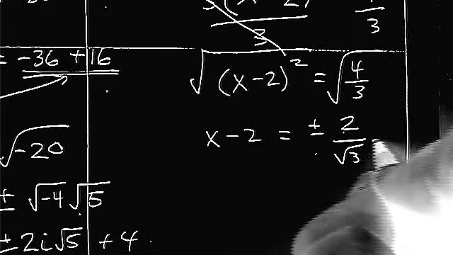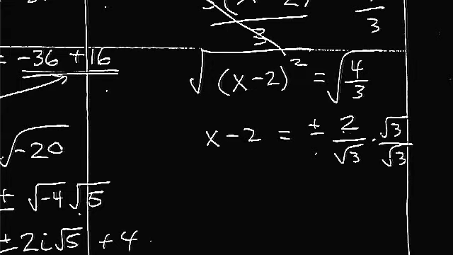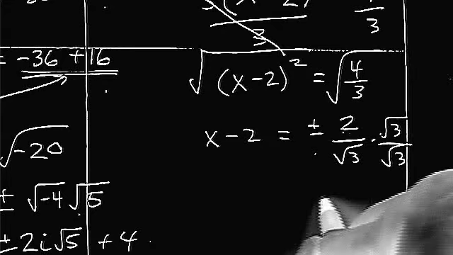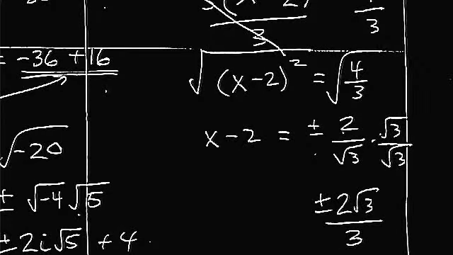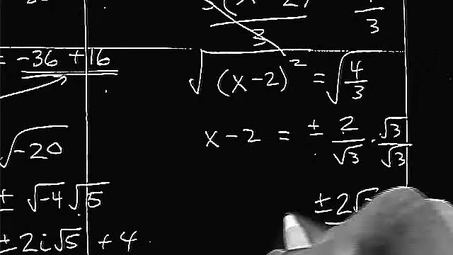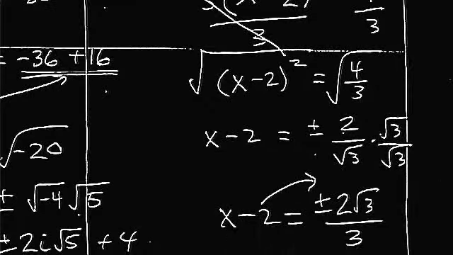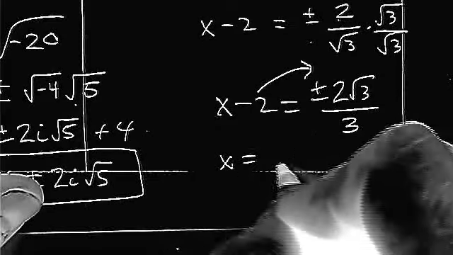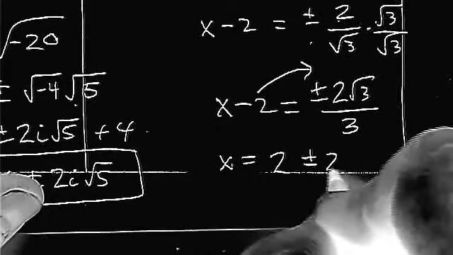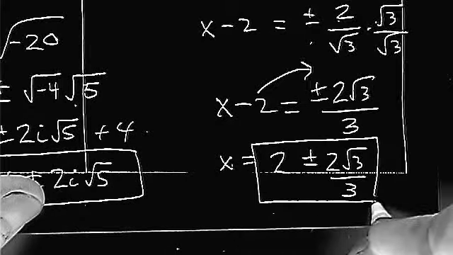Okay. From your days in geometry, I hope you remember how to rationalize denominators, because we want to get that denominator rationalized. And then we're going to add the 2 to the other side. So we're going to have a 2 plus or minus 2 radical 3 over 3.